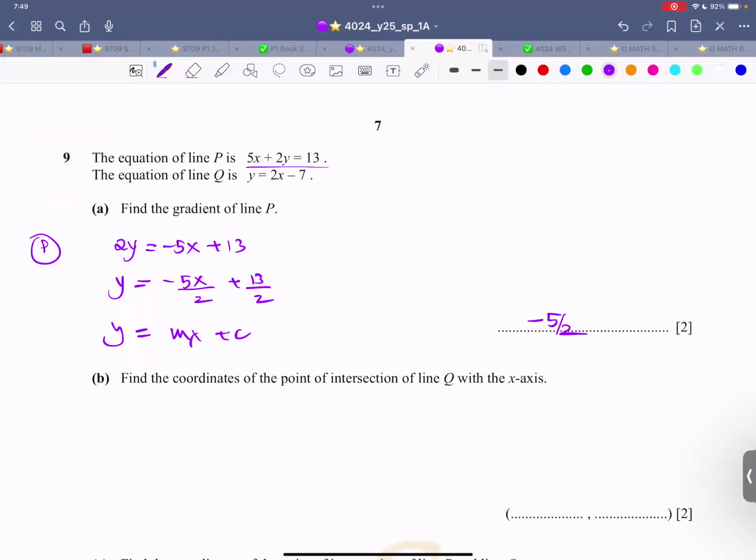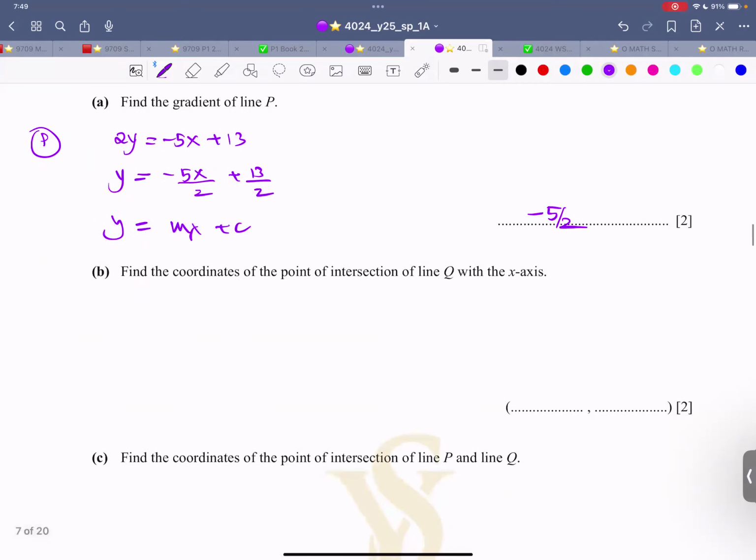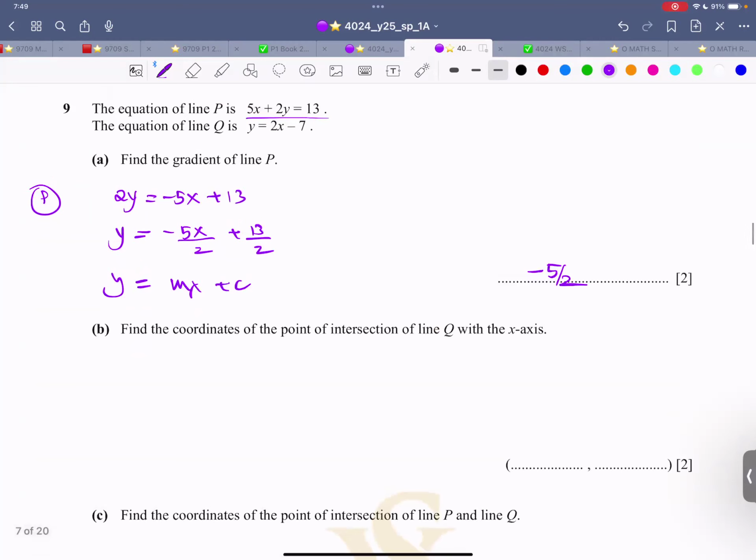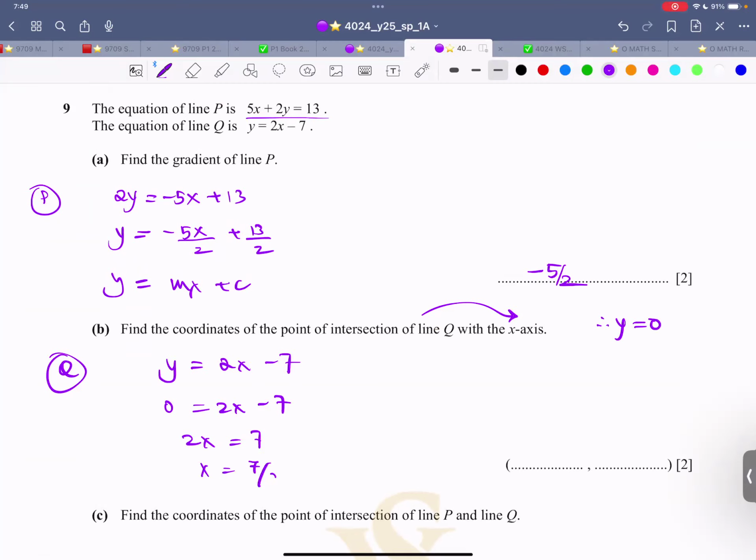And then it says find the coordinates of the point of intersection of line Q with the x-axis. So now which is the Q line? y is equal to 2x minus 7. Line intersecting the x-axis, therefore the y coordinate is 0. So 0 is 2x minus 7. 2x is equal to 7. x is 7 over 2 or 3.5. So this is 7 over 2, comma 0. That is the point of intersection.